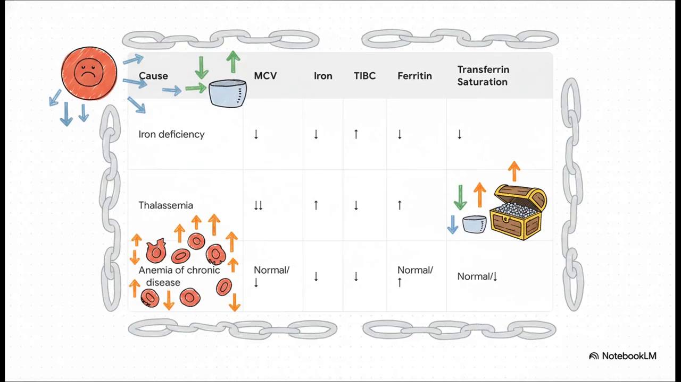Okay, now this is where it gets really interesting. These detailed iron studies create a unique fingerprint for each condition. Just look at the patterns. In iron deficiency, the body's iron stores, called ferritin, are low. So the body ramps up production of transport proteins to grab any iron it can find. That's the high TIBC. But in thalassemia, the pattern is the opposite. Iron and ferritin levels are actually high because the body isn't using the iron it already has.